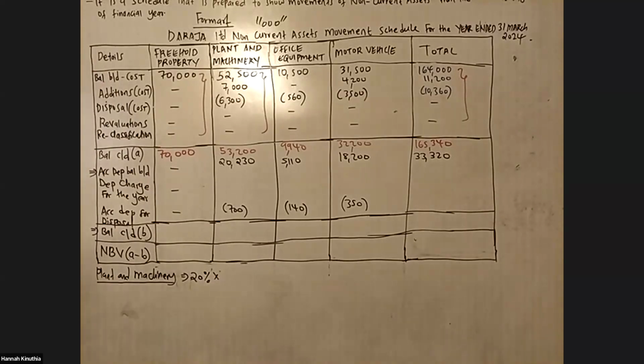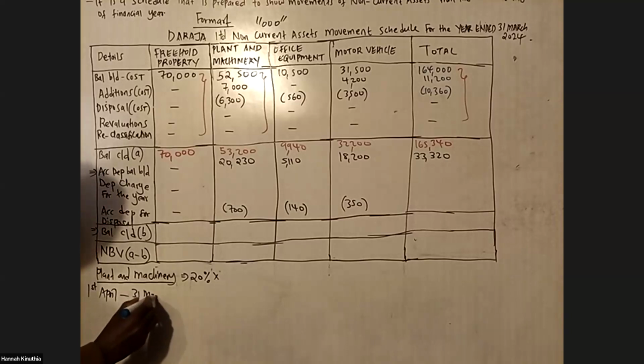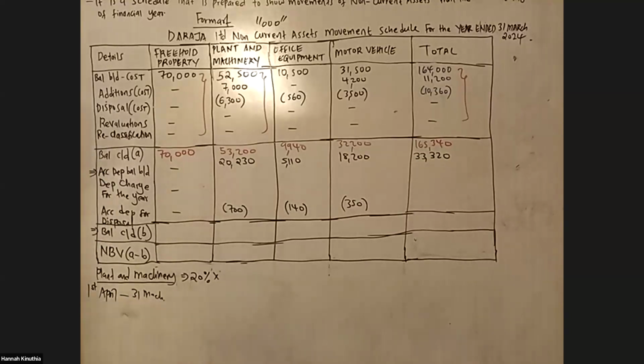Remember, this machine started operating at what time? 1st April. Remember, it started operating at the beginning of the year. So 1st April is the beginning of the year. Remember, the year end is 31st March. Now, between April and March, is it 12 months? April, May, June, July, August, September, October, November, December, January, February, March. Is it 12 months from 1st April to 31st March? Yes?